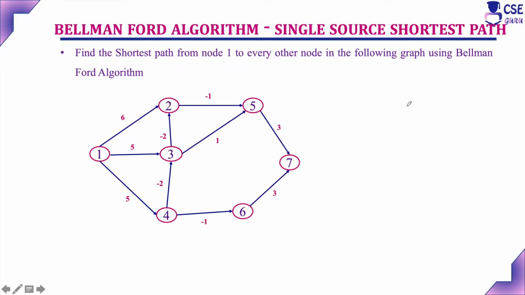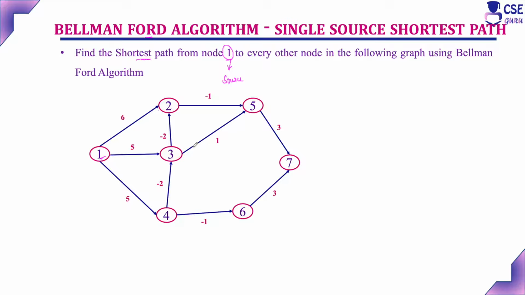Okay. So now we will discuss one problem to implement the Bellman-Ford algorithm. This is the given graph. We need to find the shortest path from node 1. So this node 1 will be considered as the source vertex. So from node 1 to all other vertices, we need to find the shortest path using the Bellman-Ford algorithm.